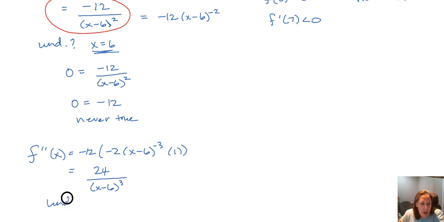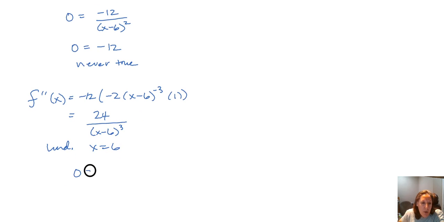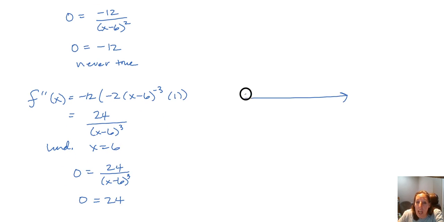Again, this is undefined at x equals 6. And we'll see the same thing happen if we set it equal to 0 and multiply both sides by that denominator. We will get a statement that is not true. 0 is not equal to 24. And so that means we will not have any points of inflection. But again, we need to figure out whether this is concave up or concave down.